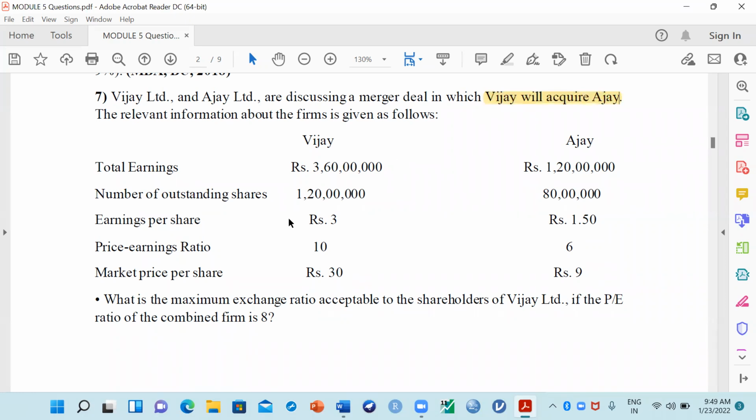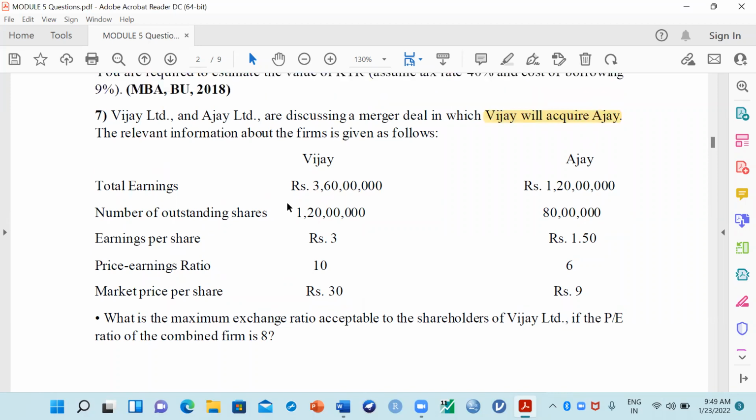Once we start, we need to understand the first thing: which is the target firm and which is the acquiring firm over here. Can you give me a chat box confirmation? Which firm is buying, the acquiring firm, and which is the targeting firm? Right. So we have got the confirmation that Ajay is the targeting firm over here and Vijay company is the acquiring firm.